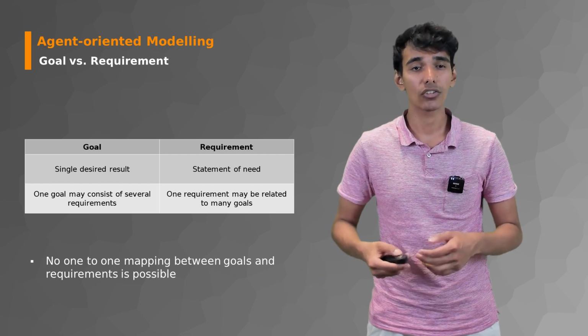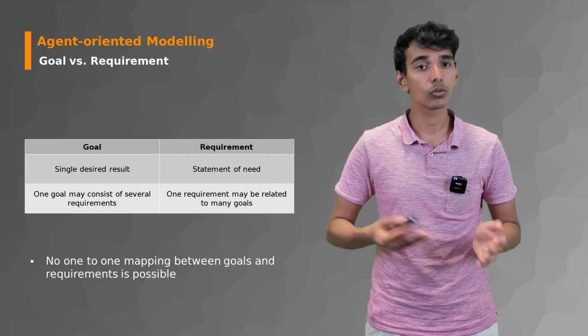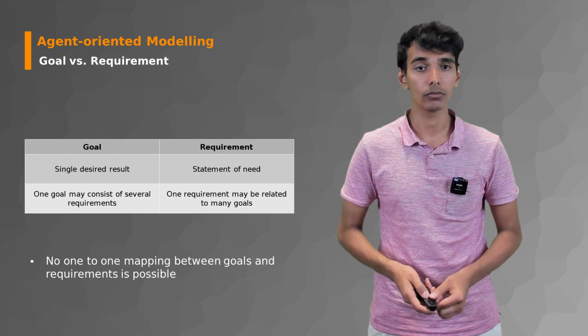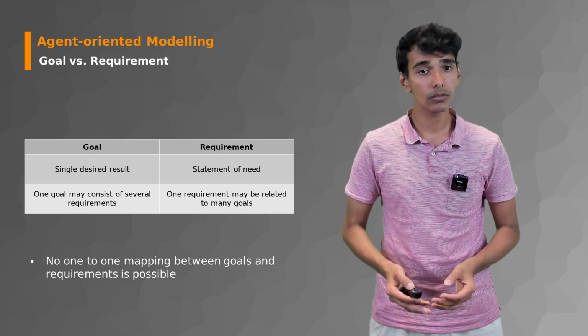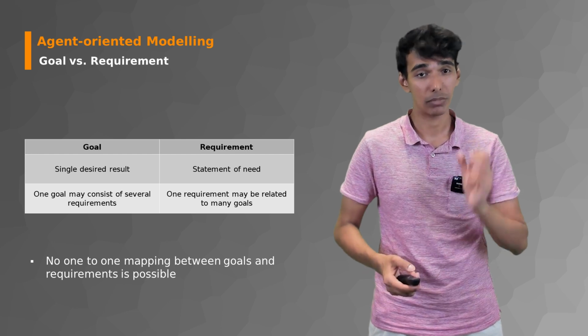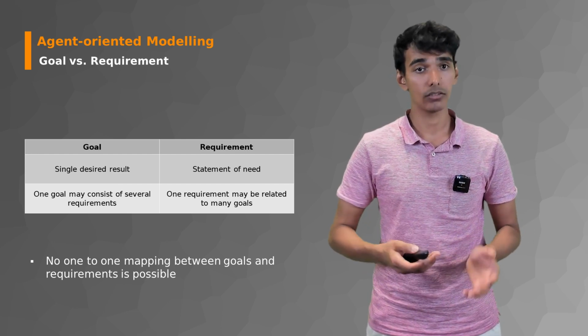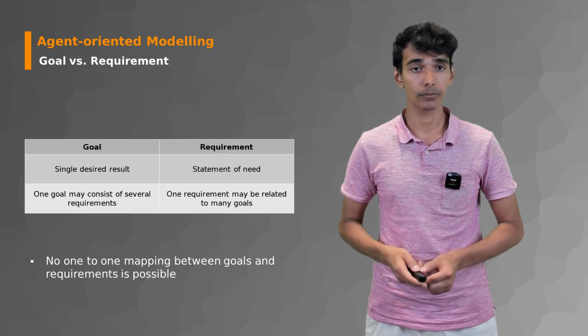So you cannot always have a one-to-one mapping between goals and requirements in a general scenario. It is sometimes possible to have a one-to-one mapping within specific goals and requirements, but in general, you cannot equate the concepts of goals and requirements.